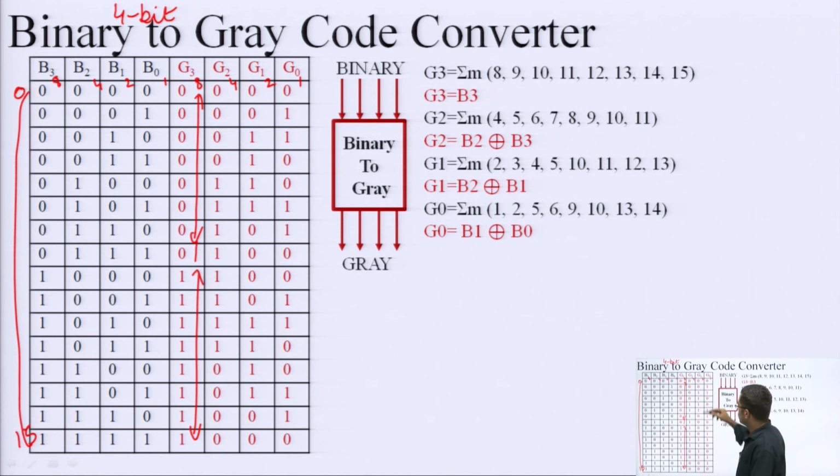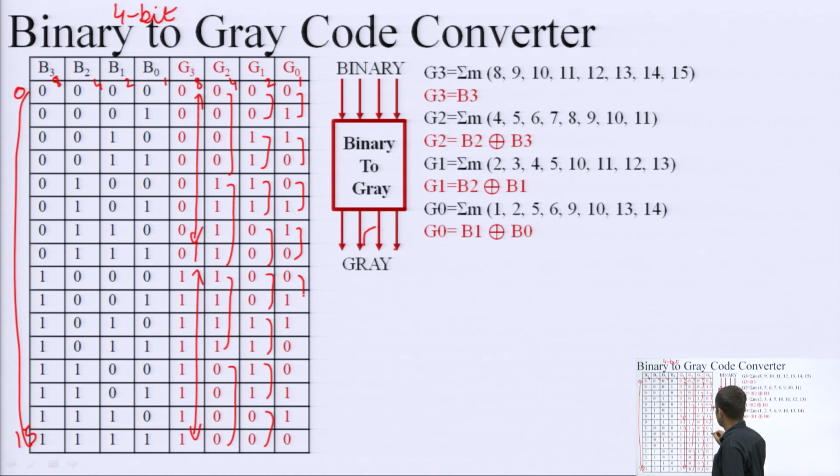Then 4 means 4 zeros, 4 ones, and then reversing: 4 ones, 4 zeros. Okay. Then 2 means 2 zeros, 2 ones, then reversing 2 ones, 2 zeros, again 2 zeros, 2 ones, 2 ones, 2 zeros. Then 1 means 0 1, 1 0, 0 1, 1 0, 0 1, 1 0, 0 1, 1 0. Okay. So, in this way we can directly write the gray numbers for consecutive binary.